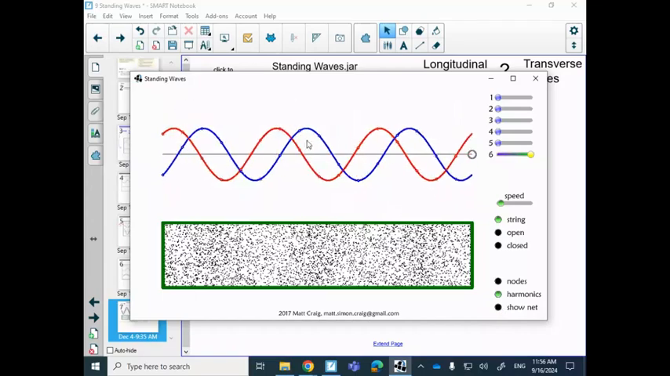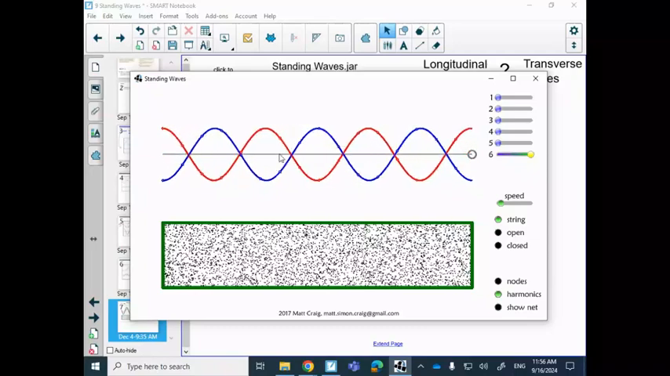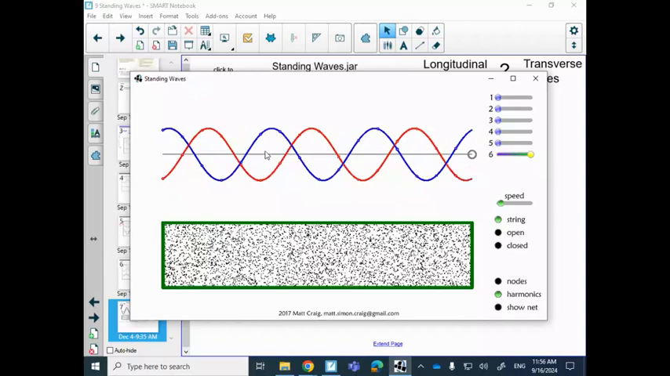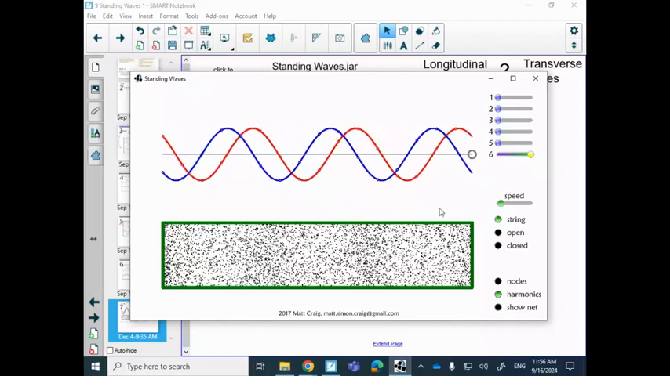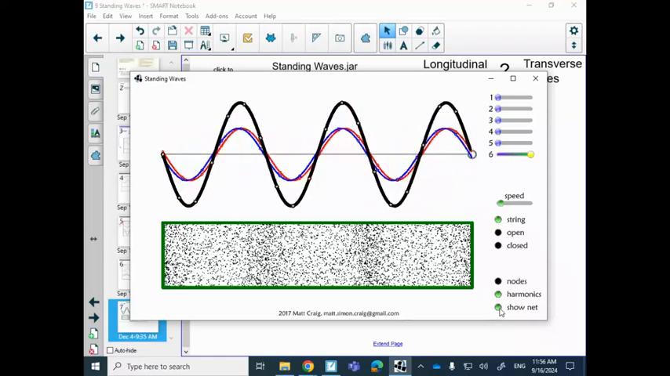Let me show this red dot, for example. See how it's going up and down, right? So the motion's up and down, but the wave is traveling to the left. Okay, so those are transverse waves, making a transverse standing wave.